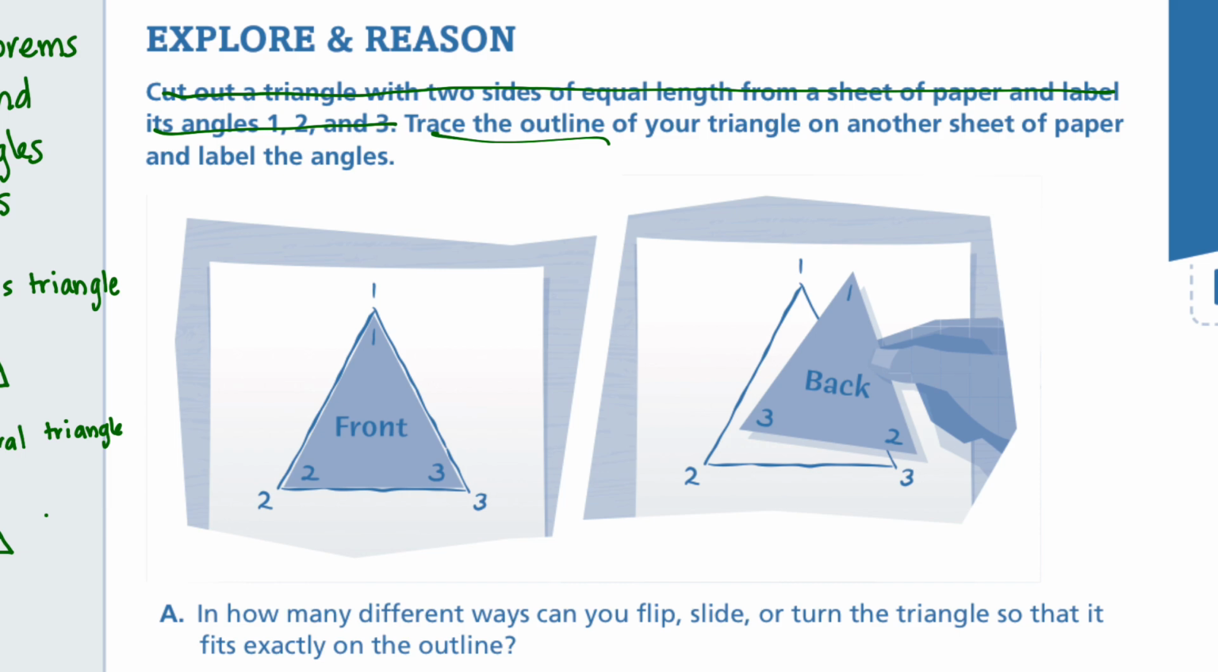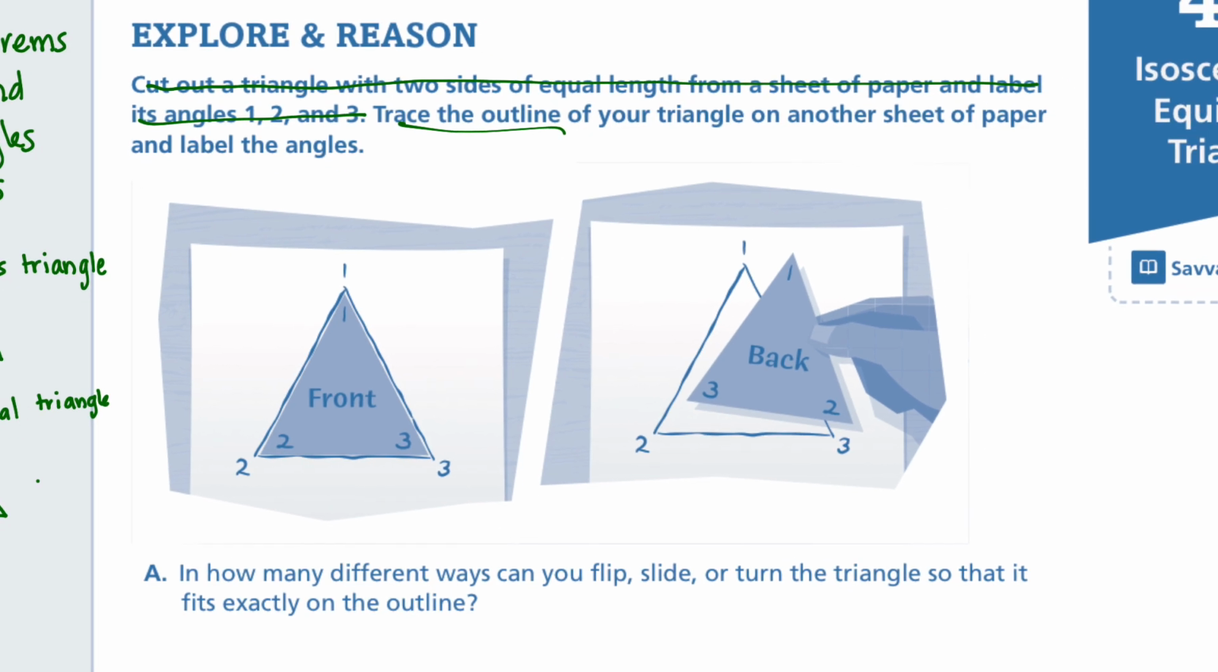Now it says to cut out the triangles with two sides. Just skip that part and go straight on to the second part. Just trace the outline of the triangle onto a patty paper. So use patty paper for that section. And then label the angles.